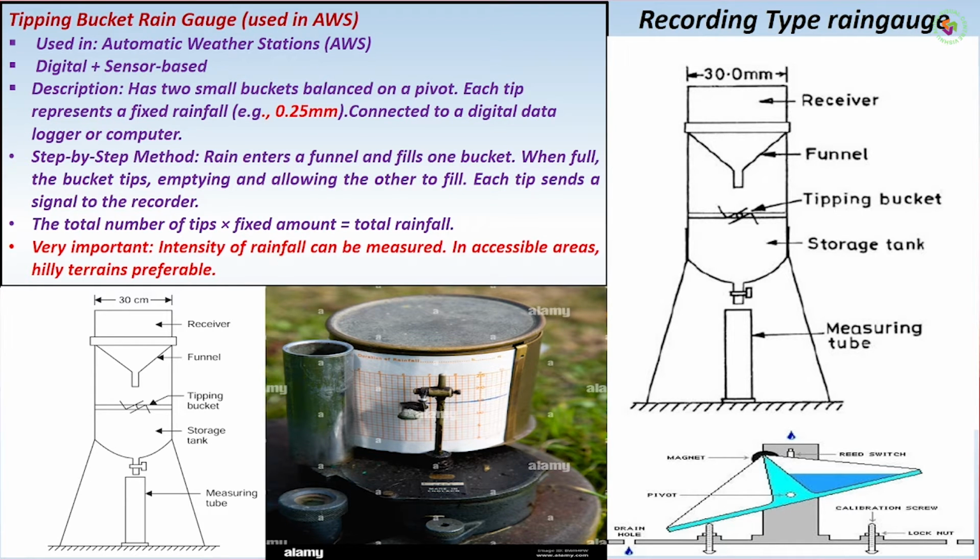So now coming to the recording rain gauges. In the recording rain gauges, I already mentioned the tipping bucket rain gauge. The tipping bucket rain gauge is used in the automatic weather stations. It is a self-recording rain gauge, so there is no human intervention. But the only thing is that power connections and all are required, and similarly calibration of the instrument is also required.